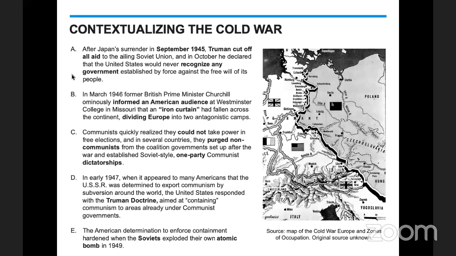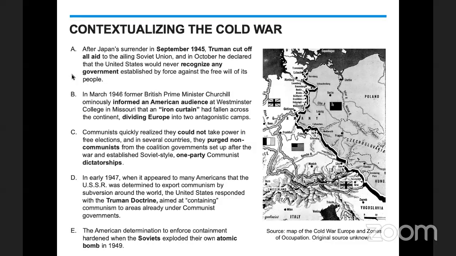countries. March 1946, former British Prime Minister Churchill, the Labour Party comes to power in Great Britain, and now Churchill is no longer the prime minister, but he's visiting America, and he will inform an American audience at Westminster College in Missouri, and he'll give the Iron Curtain speech, that an Iron Curtain has fallen across the continent, dividing Europe into these two antagonistic camps. And so on this map we kind of see this divide between East and West. You can also see the different zones of occupation. There's an American zone, a French zone, a German zone of occupation on the Western side. And this is kind of establishing this Cold War.